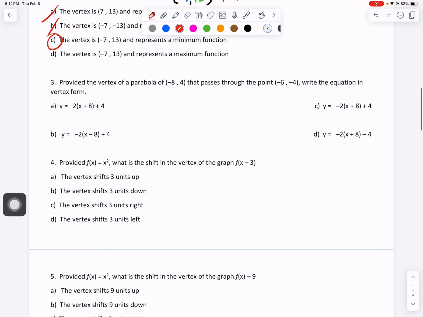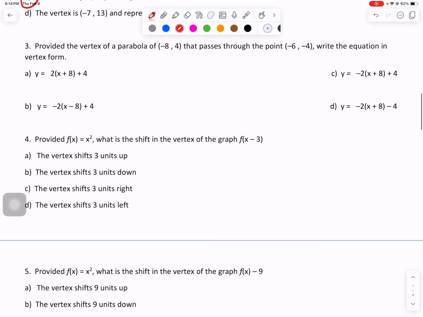And moving forward to number 3. Provided the vertex of a parabola of negative 8, 4 that passes through the point negative 6, negative 4, write the equation in vertex form. All right, fortunately for us here, it's giving us our a values. We have 3 of them that are negative and 1 of them that's a positive. Big hint there. Well, it doesn't matter.